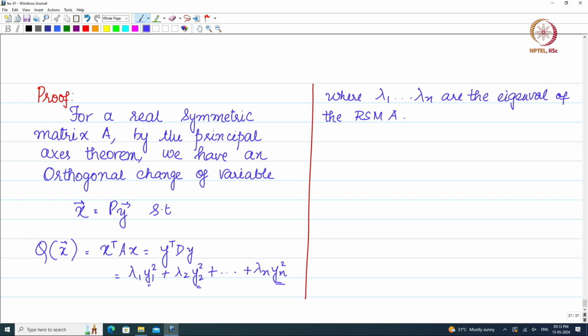The components are all squared terms, which will all be positive or 0. Now the sum is going to be controlled by the signs of lambda 1 and lambda 2 etcetera. If all the lambda values are positive, then we say that q of x is positive definite, and if they are all negative, we say that q of x is negative definite, and if you have a mix, then q of x is indefinite. Is that clear?